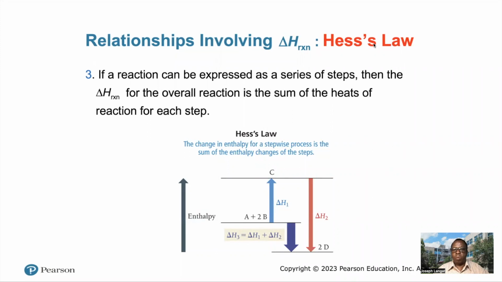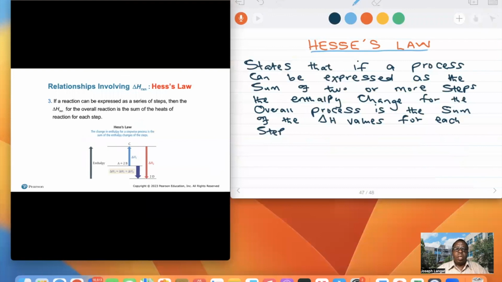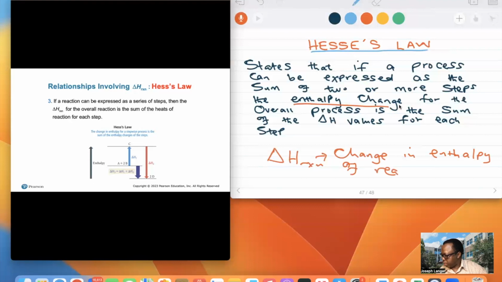We call this Hess's law. I know you're wondering what is Hess's. It's the name of a person who proposed this approach, and the definition of Hess's law states that if a process can be expressed as the sum, underline the word sum, of 2 or more steps, then the enthalpy change of the overall process equals the sum of the enthalpy changes of the individual steps.